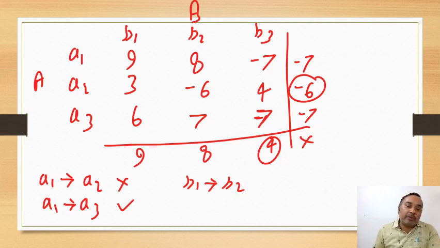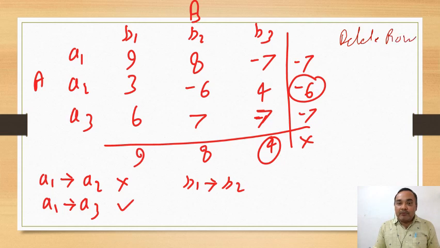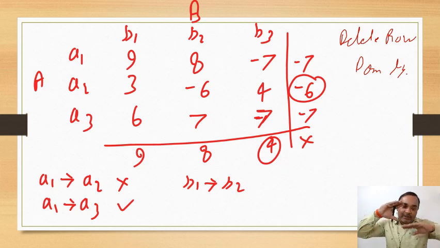So how to go for the dominance? Dominance rule says delete the row which is dominated, which means delete the row which is of lesser value as compared to the other. So first of all, I am going to check A1 and A2. Whether 9 dominates 3, yes. 8 dominates minus 6, yes. But minus 7 doesn't dominate 4. That's why A1 is not dominating.